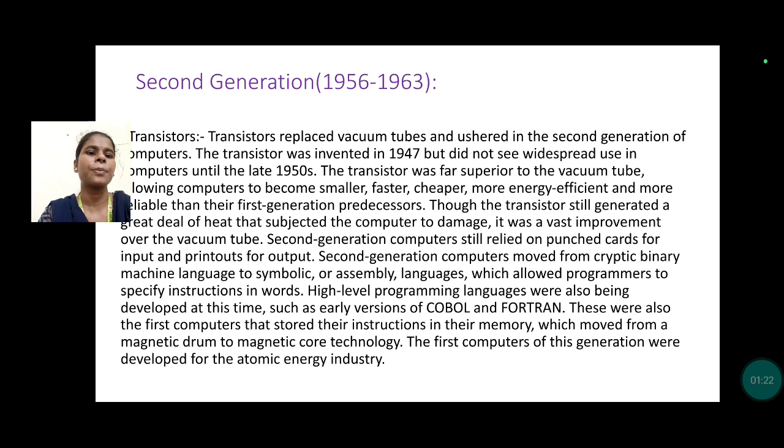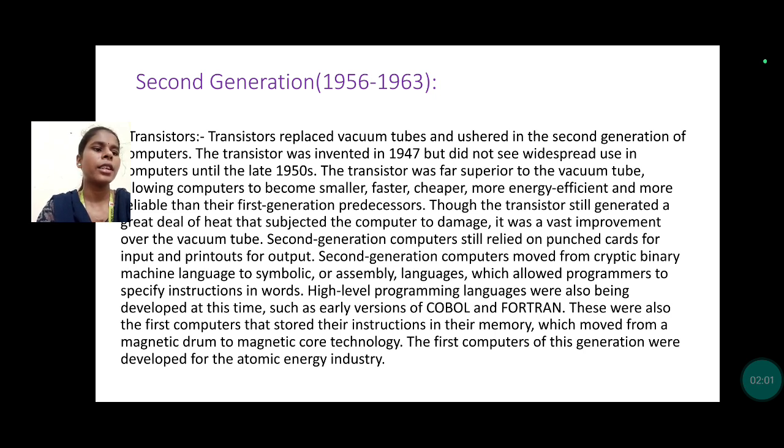Next, second generation, 1956 to 1963. Transistors. Transistors replaced vacuum tubes and ushered in the second generation of computers. The transistor was invented in 1947 but did not see widespread use in computers until the late 1950s. The transistor was far superior to vacuum tubes, allowing computers to become smaller, faster, cheaper, more energy efficient, and more reliable than their first generation predecessors.